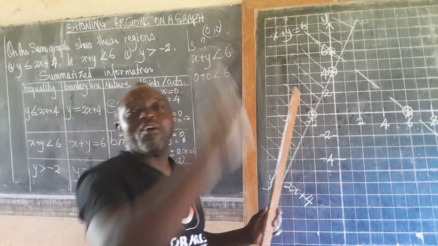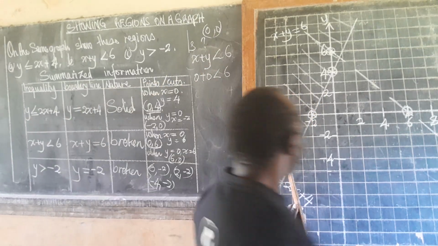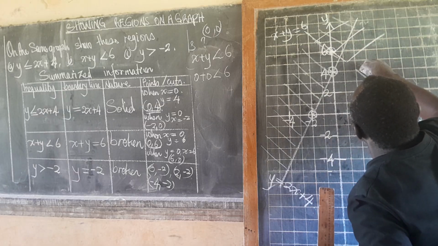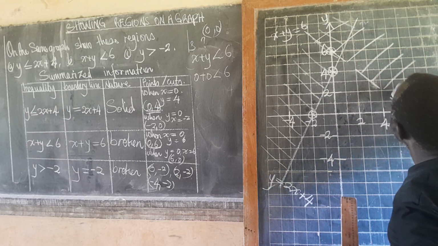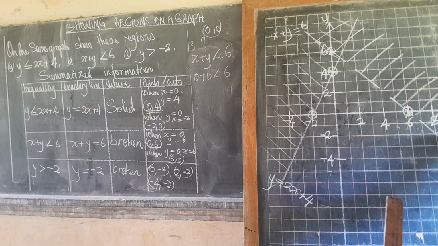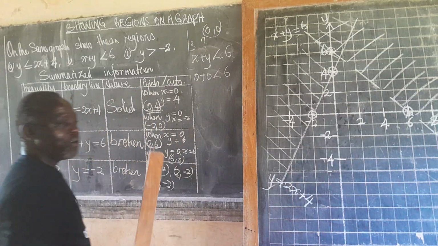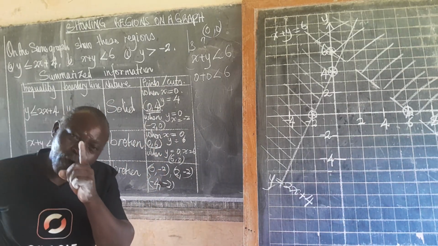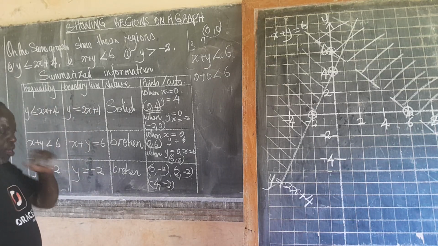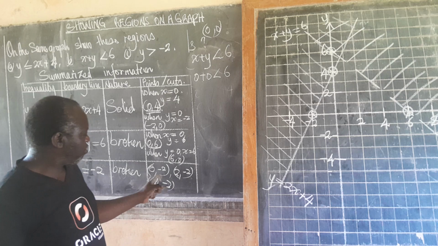Therefore, we shade the other region. So we are shading this. Are you seeing how we are shading? Alright, we are done. Now what are we remaining with? We are remaining with only one inequality. This one. We are beginning with this.